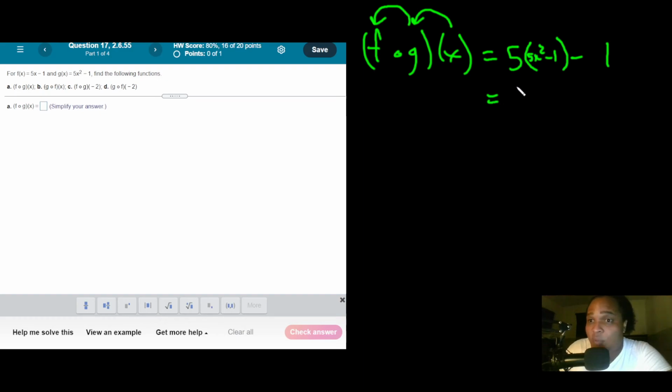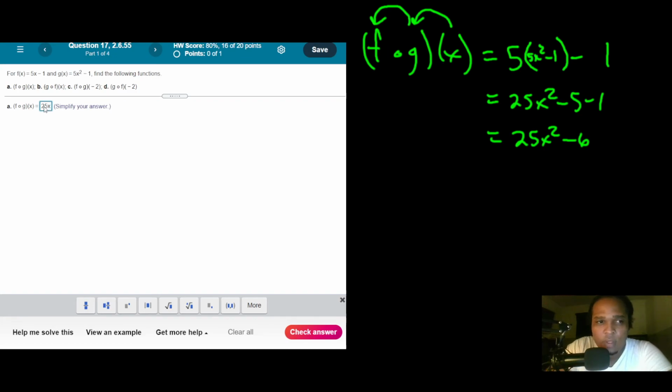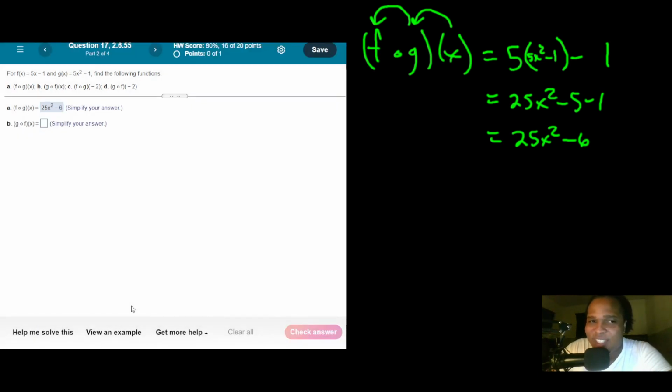All right, we want to simplify. So distribute the 5. You get 25x squared minus 5 minus 1. Combine like terms, you get 25x squared minus 6. And that's it. So this is 25x squared, and then minus 6. Well done.